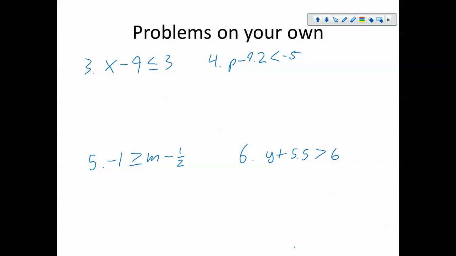So here's the problems to solve on your own. You should do these. Don't watch me do them. Do them on your own, and then we'll solve them together. We're going to do them fairly quickly.